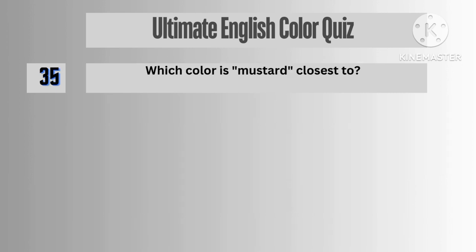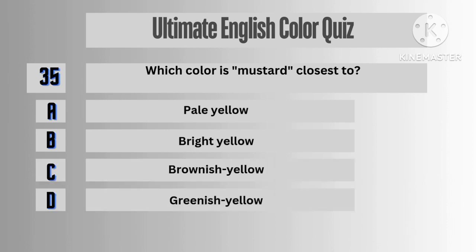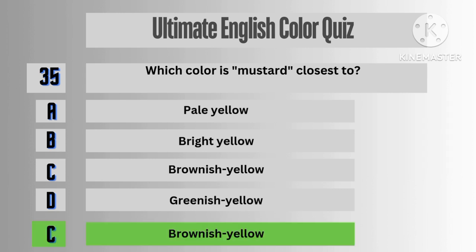Question number 35. Which color is mustard closest to? Option A, pale yellow. Option B, bright yellow. Option C, brownish yellow. Option D, greenish yellow. 5, 4, 3, 2, 1. Correct answer is C, brownish yellow.